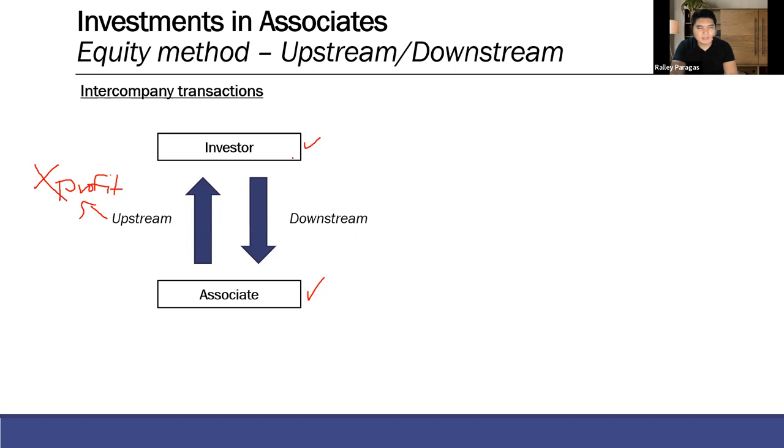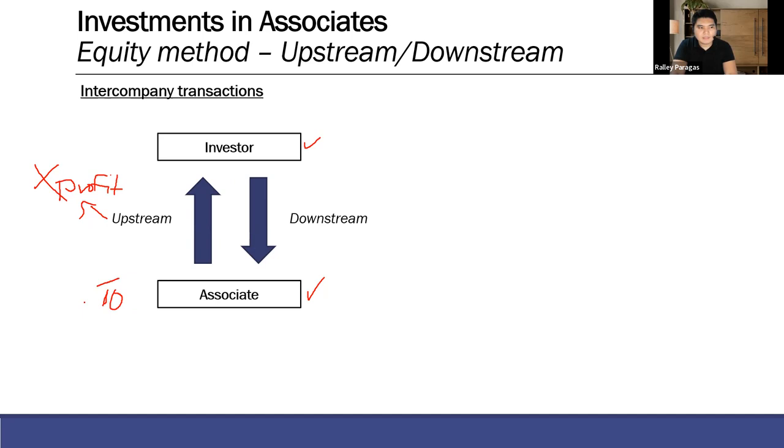So kapag bumili yung investor from the associate ng, for example, inventory, the associate marked up the price, no? So pag, for example, may gross profit yung associate doon, ang ibig sabihin nun, madu-double count mo yung accounting mo. So for example, meron kang gross profit dyan na 10 pesos. Nagbenta ka kay investor, pero si investor hindi pa niya nabenta sa labas yung inventory item na yon. That means to say, this 10 pesos is unrealized profit.